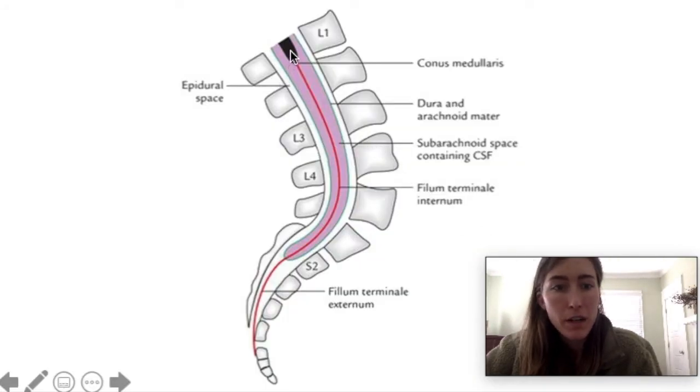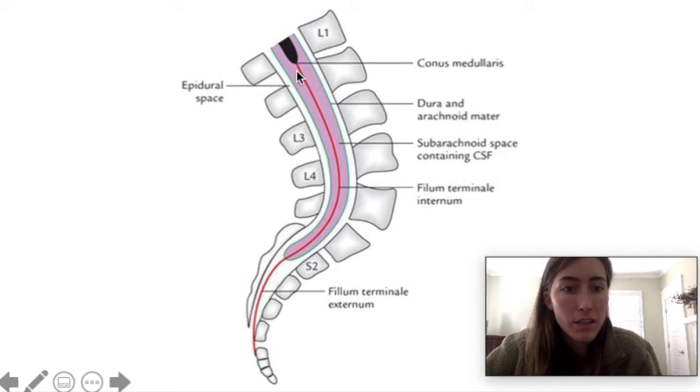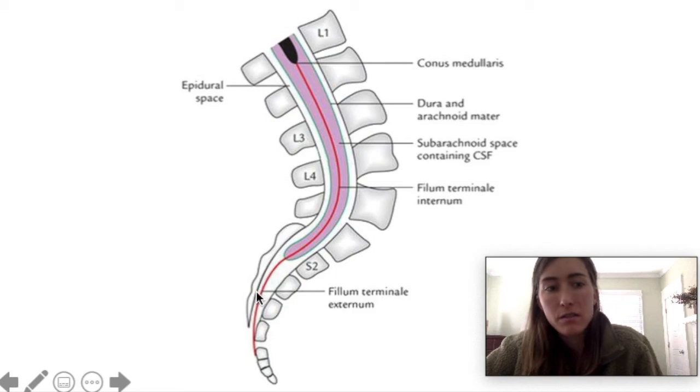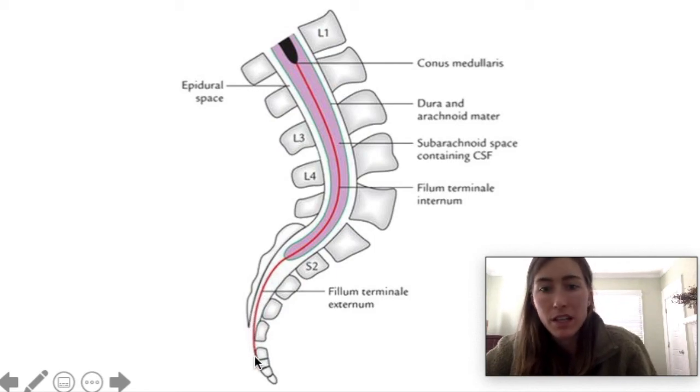The filum terminale is an extension of the pia mater that extends inferiorly from the conus medullaris here, and it goes all the way down to the coccyx. So the filum terminale internum descends among the spinal nerve roots in the cauda equina and penetrates the inferior end of the dural sac, where it becomes the filum terminale externum, which passes through the sacral hiatus to attach to the coccyx.